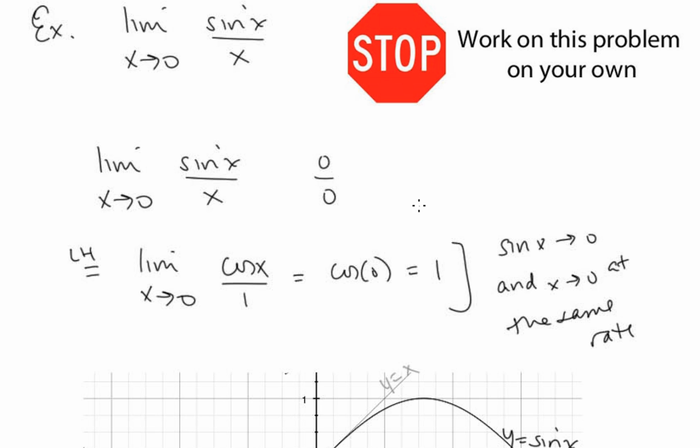Now let's take a closer look at what this is saying. As x is going to 0, we knew that sine x was going to 0 and x was also going to 0, but we didn't know which one was going faster, or if they were going at the same rate. That's why we had to do some more work. That's what makes this situation an indeterminate form. Finding that this limit is equal to 1 says that sine x and x are going to 0 at the same rate.